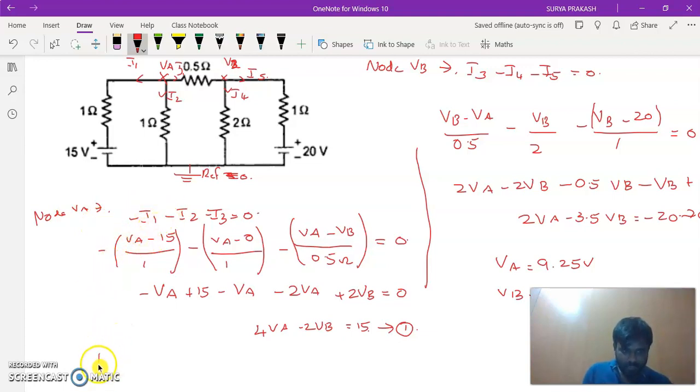So I1 is nothing but VA minus 15 divided by 1. What is meant by VA minus 15? It's 9.25 minus 15, which gives around minus 5.75. So this is the current that is passing through this 1 ohm resistor.